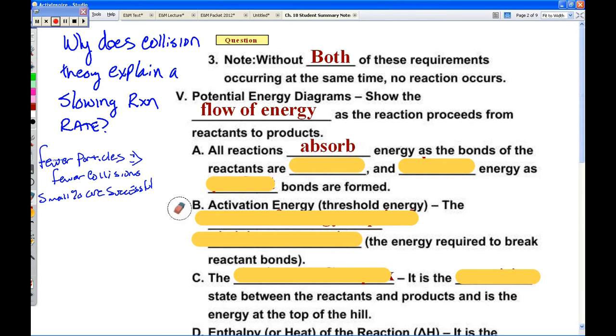Now, all reactions absorb energy as the bonds of the reactants are broken, and they release energy as product bonds are formed. They absorb energy as they break, and they release energy as they're formed.